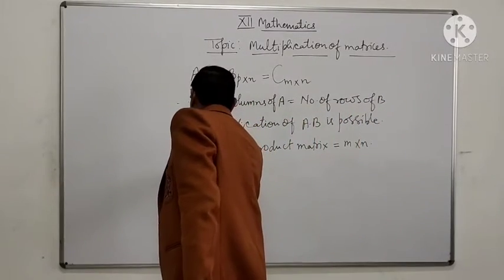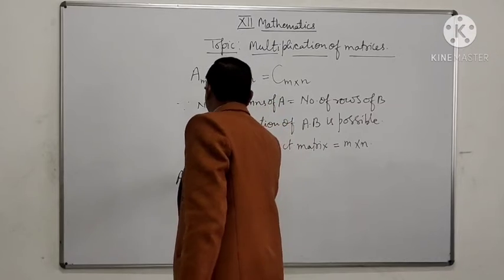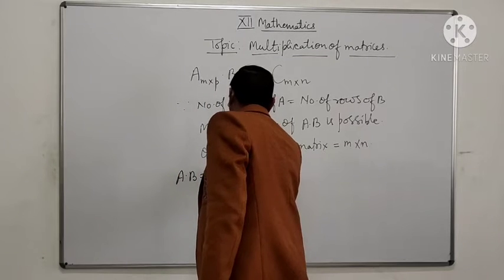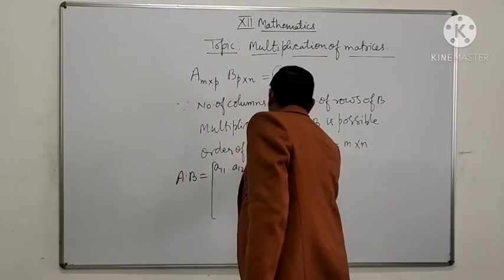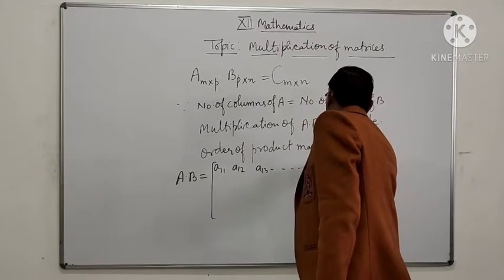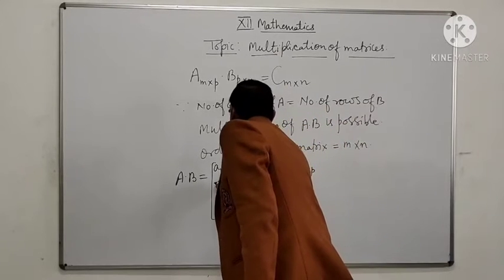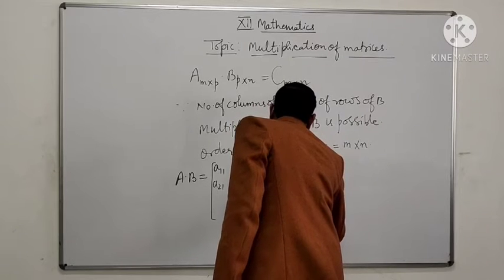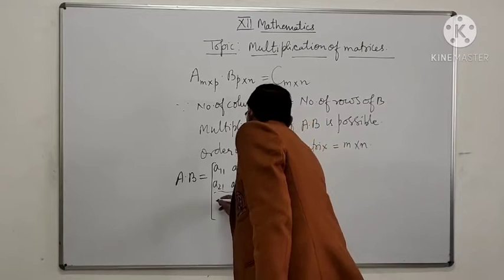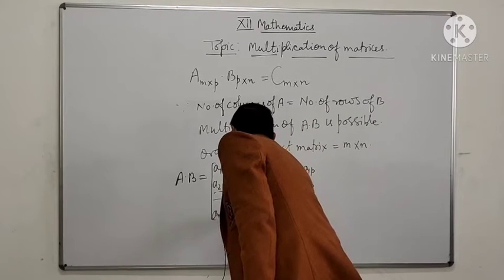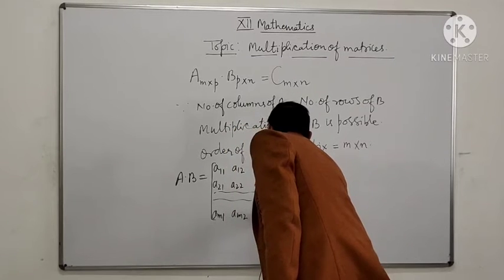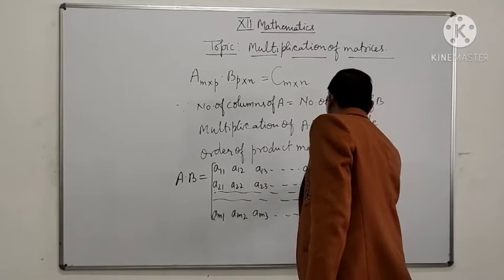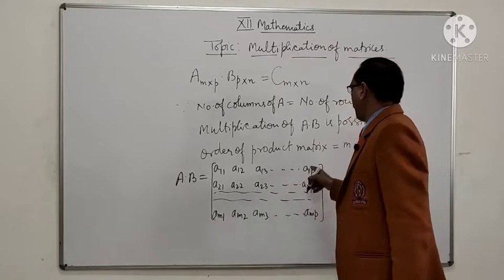Students, let there be an A matrix of order m by p, like this: A11, A12, A13 till A1p, A21, A22, A23 till A2p, and so on, Am1, Am2, Am3 till Amp. There are m rows and p columns.